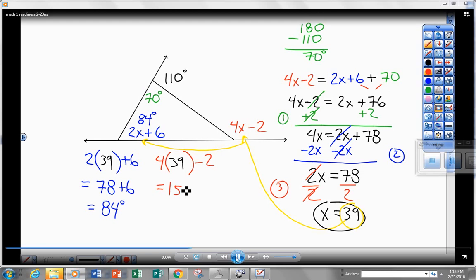So back to this problem here. 4 times 39 is 156. 156 minus 2 gives me 154.